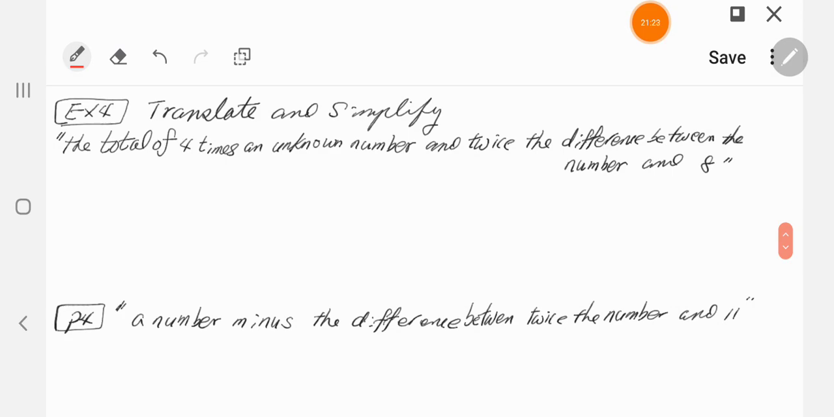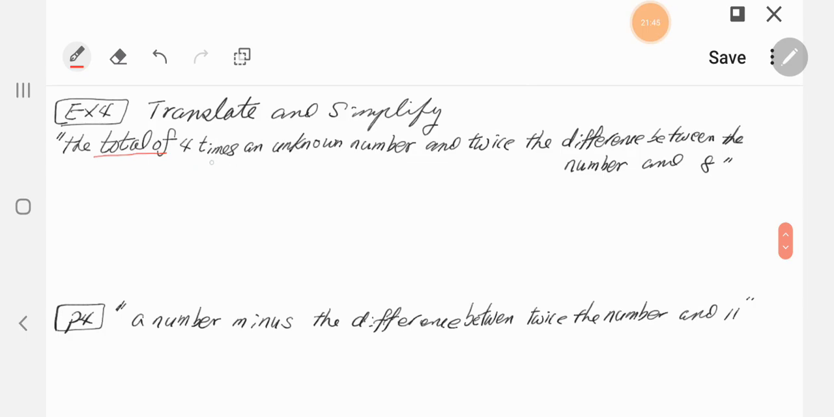Okay, for this exercise, let's translate and then simplify. We will do not only translation, but also simplification. All right, so write down the translation first. The total of. Okay, it starts with the total of. The total means add. So add the first part and the second part.